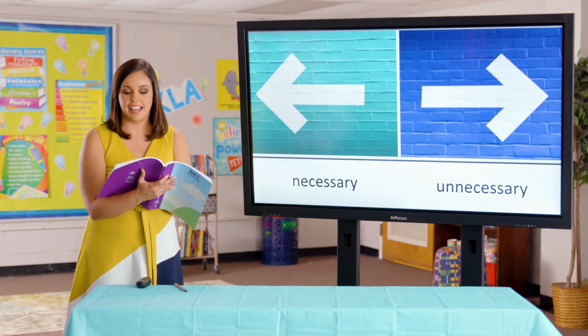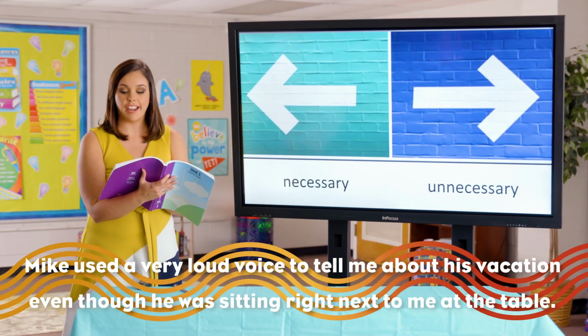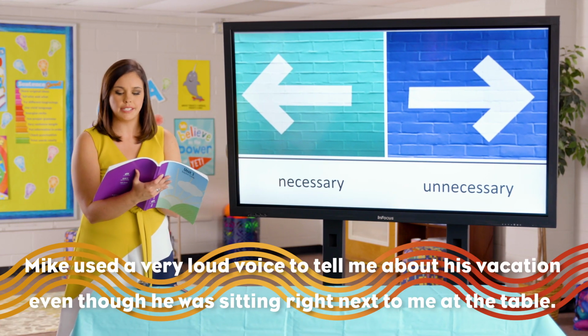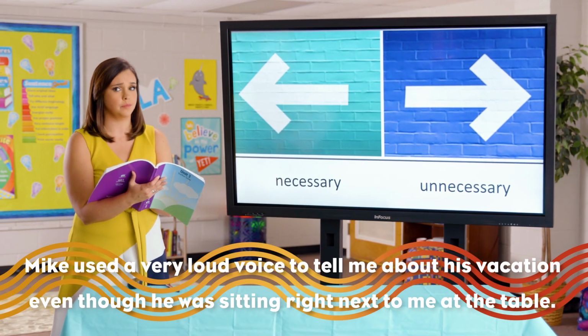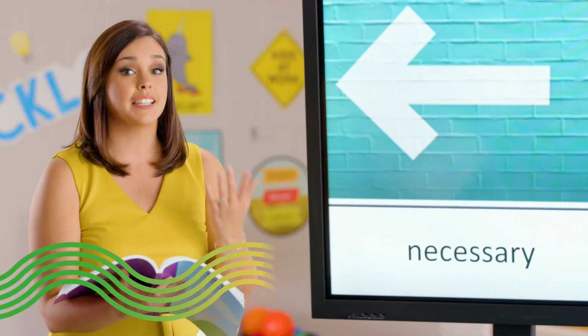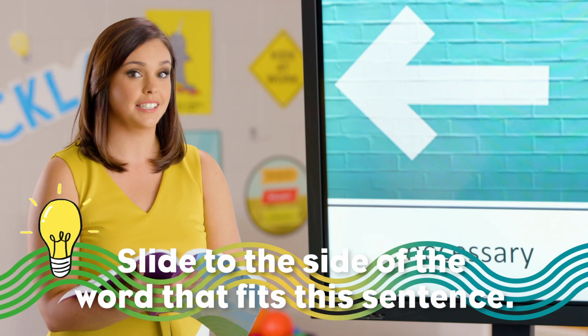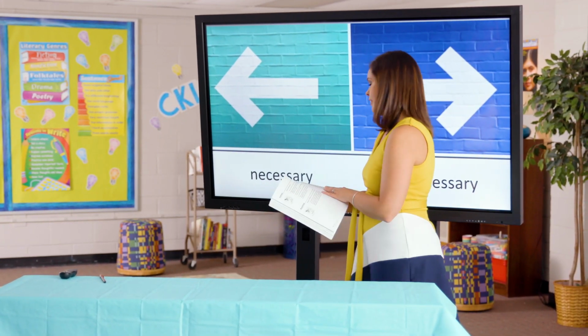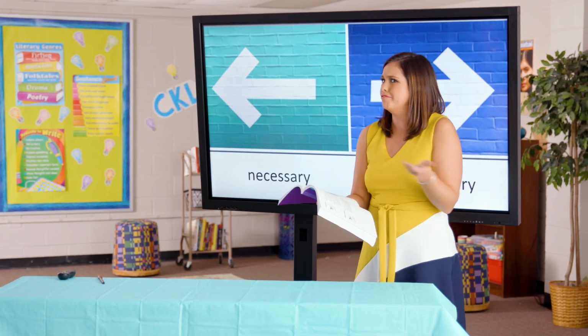The next sentence is, Mike used a very loud voice to tell me about his vacation, even though he was sitting right next to me at the table. Is this necessary or unnecessary? Slide to the word that fits with this sentence. Right, this one is unnecessary, because if he's sitting right beside her, he doesn't need to yell.